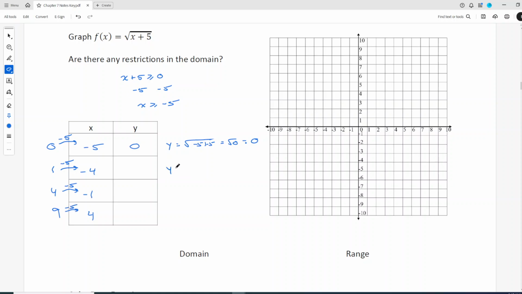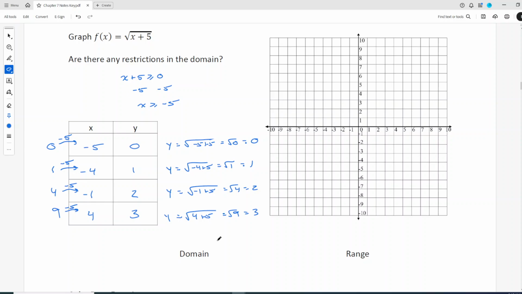So when I plug in negative 4, I get negative 4 plus 5, which is the square root of 1, which is 1. Yay, I'm predicting 1, 2, 3, right? And when we plug in negative 1, I've got negative 1 plus 5, which is the square root of 4, which is 2. And then lastly, I've got 4. The square root of 4 plus 5 is the same as the square root of 9, which is 3.